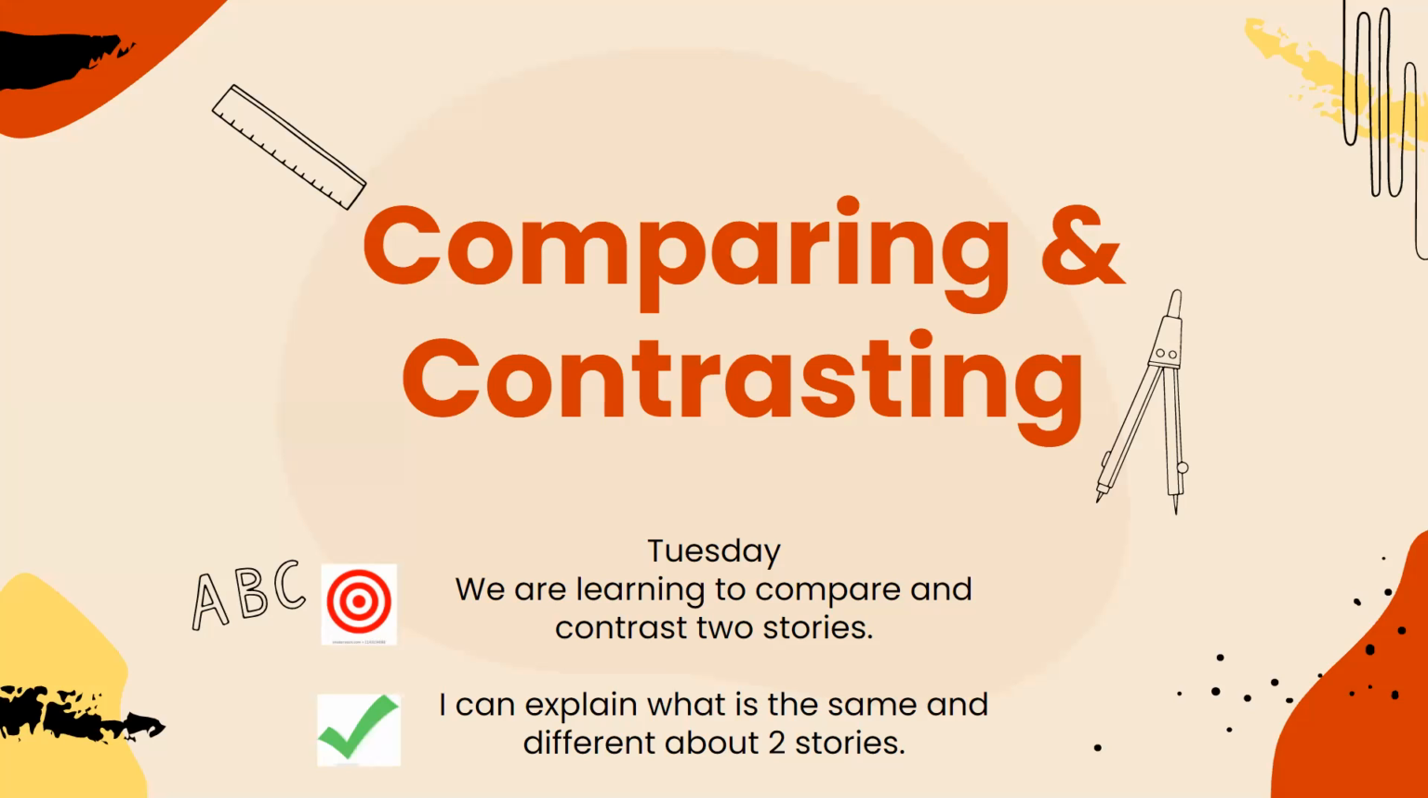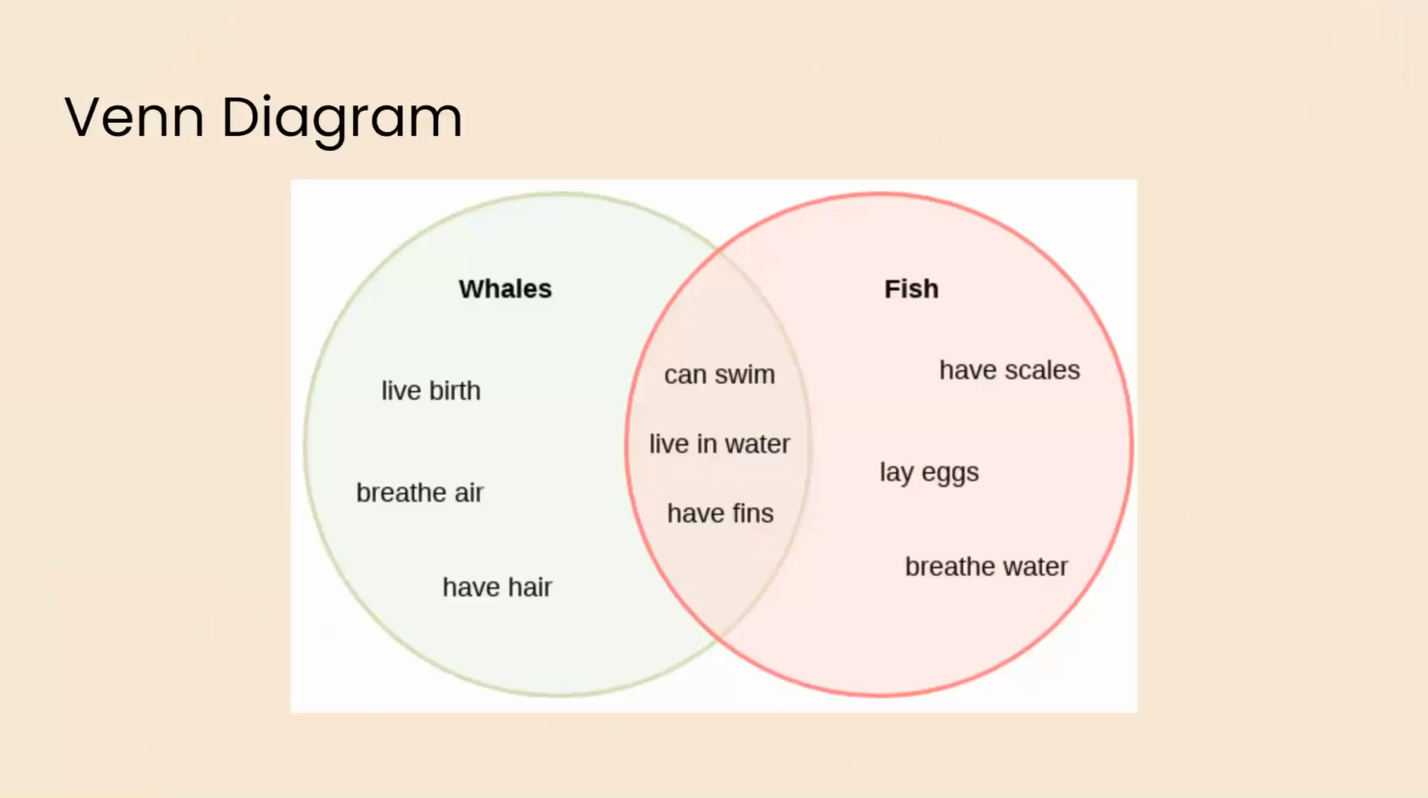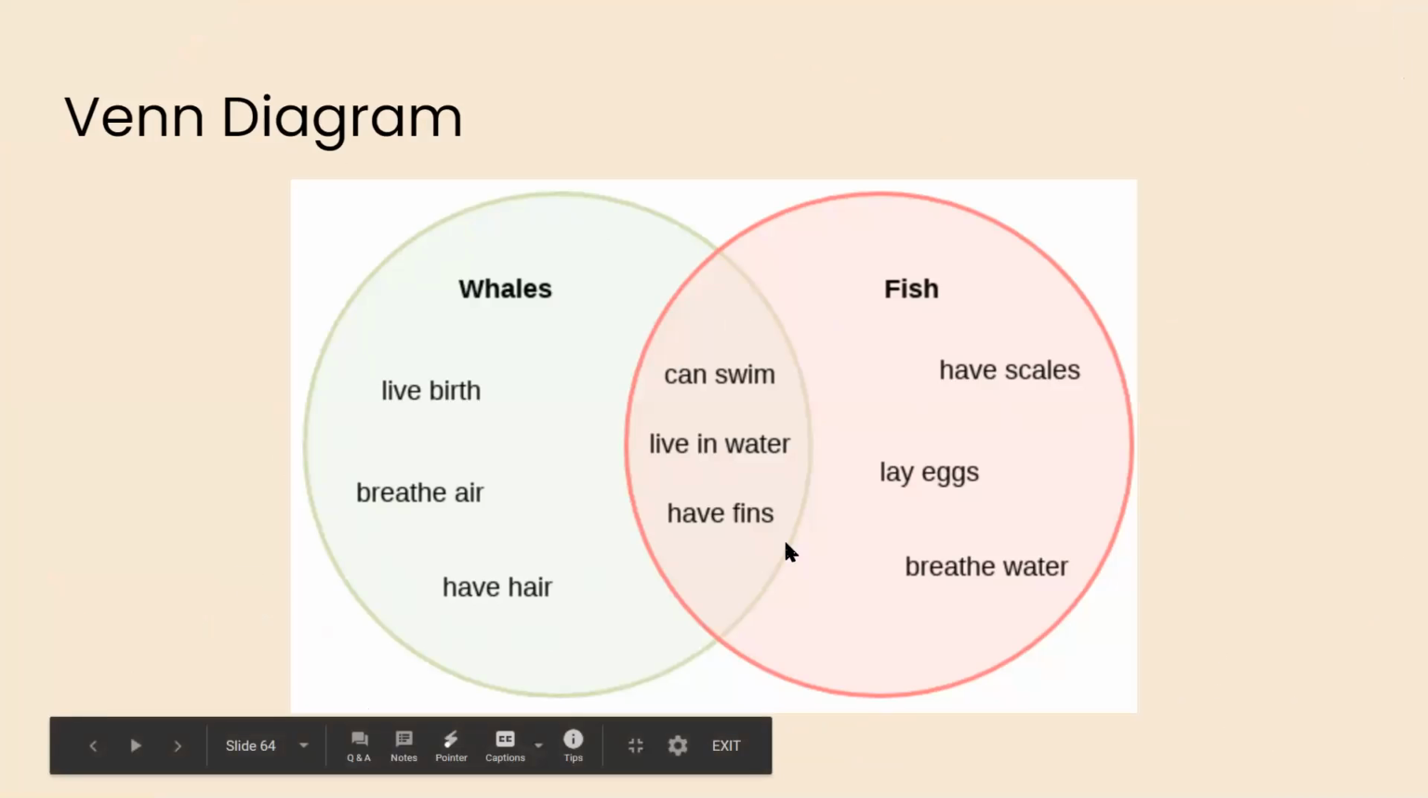So far, we've only been comparing. So today, listen really closely as we start on contrasting. Now, this is a Venn diagram. You might have seen these before. What it shows you is the things that are different and the things that are the same.